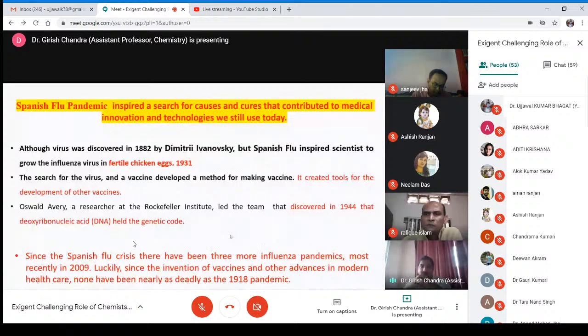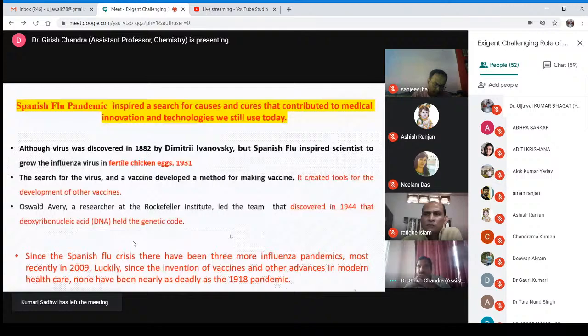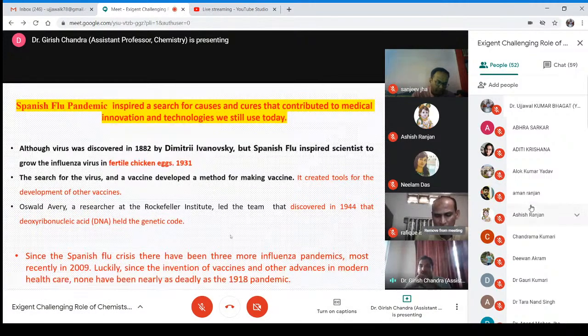And not only did we develop a method for making the virus, but we also developed different kinds of methods to make the vaccine. Once again, I will mention here that the method we are using at present to synthesize the vaccine was already developed during the 1930s, after the pandemic, and we are using it during the COVID-19 time also.